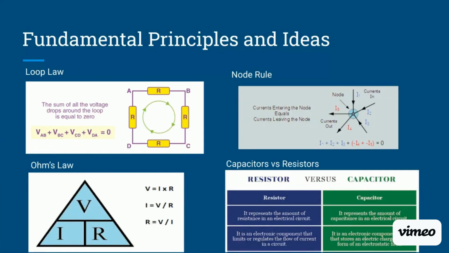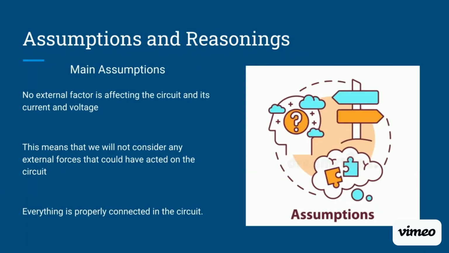Firstly, it's important that everyone understands the loop law, which says that the change in electric potential of the entire circuit must be zero due to energy conservation. Then the node rule says that the current flowing into the node must equal the current flowing out of the node due to charge conservation. Then Ohm's law connects voltage, current, and resistance with the equation V equals IR, which allows us to solve for any of those variables. Finally, a resistor is a circuit component that regulates the flow of current, while a capacitor is a circuit component that stores electric charge and also affects the circuit's current.